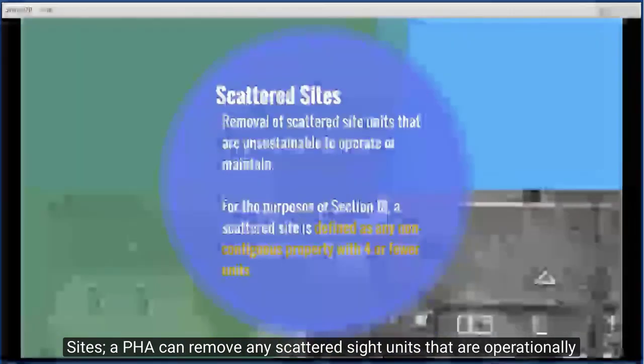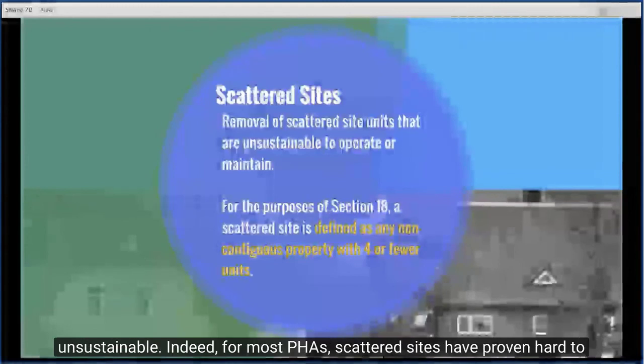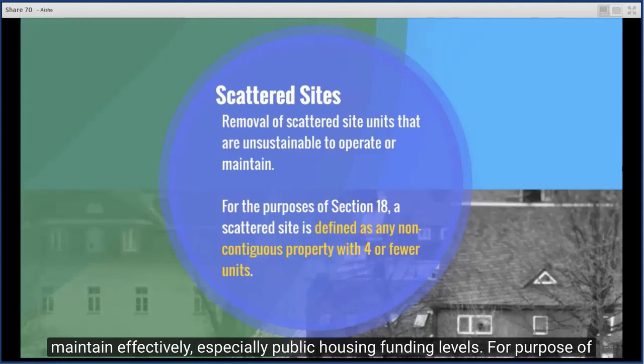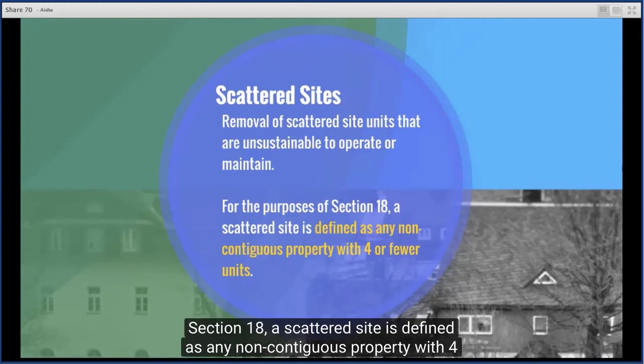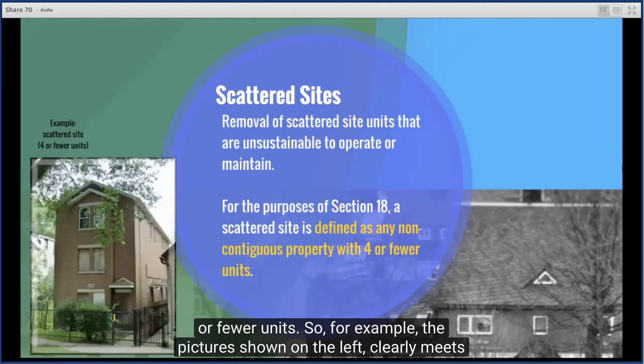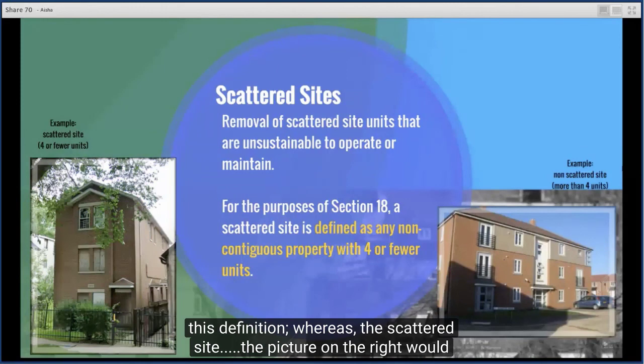And there's scattered sites. A PHA can remove any scattered site units that are operationally unsustainable. Indeed, for most PHAs, scattered sites have proven hard to maintain effectively, especially at public housing funding levels. For the purpose of Section 18, a scattered site is defined as any non-contiguous property with 4 or fewer units. So, for example, the picture shown on the left clearly meets this definition, whereas the scattered site, but the picture on the right would not.